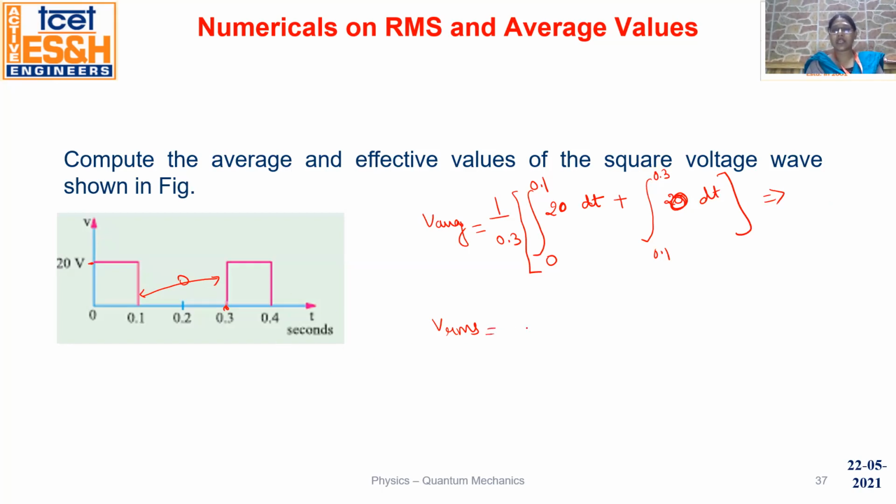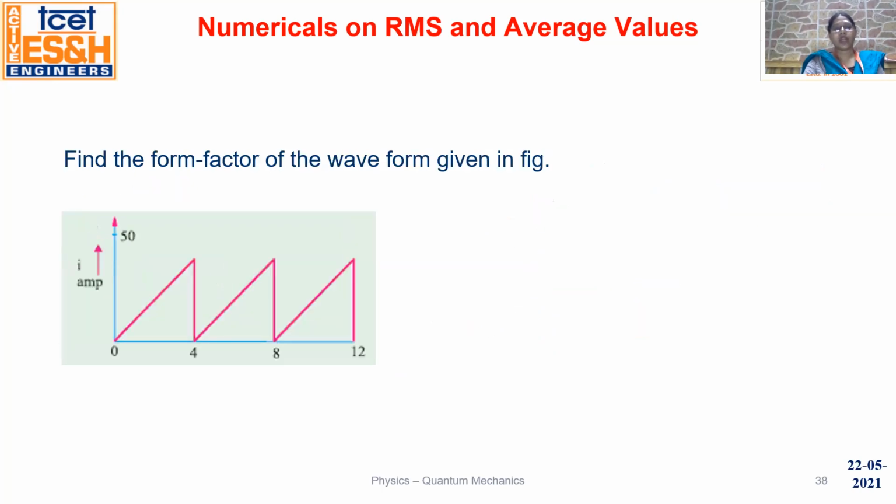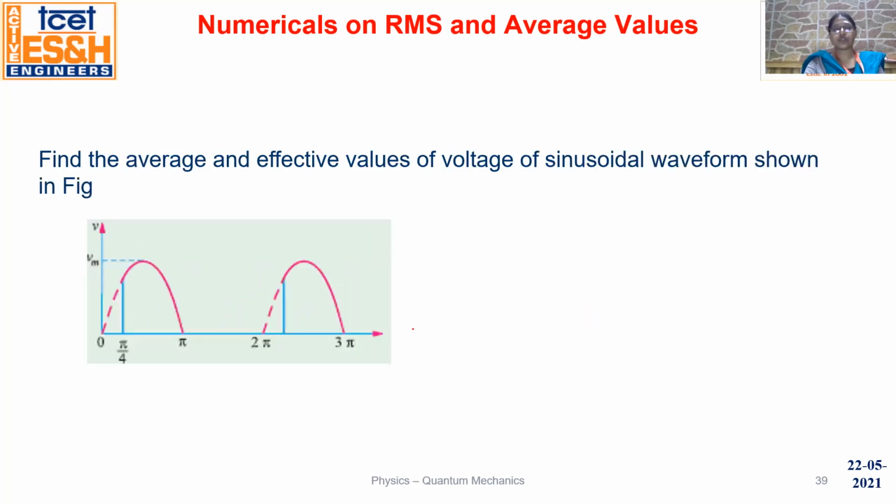And for RMS, again you have to take the square root of the integral from 0 to 0.1 of the square of 20, dt. This is your equation for the RMS value, so you solve this. Again, this is the same sawtooth waveform, so you have to solve this also.